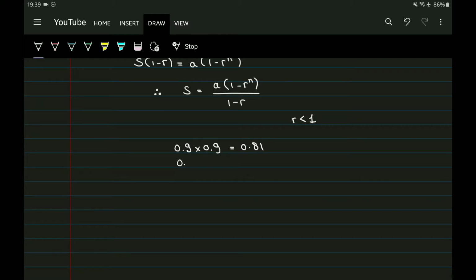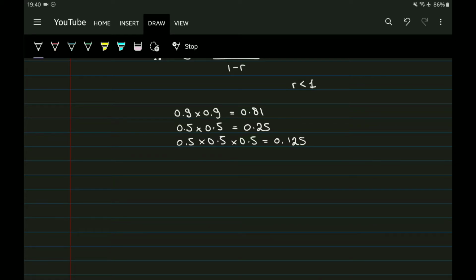Say you have 0.5 times 0.5, that's 0.25. The result is always smaller than the initial values. The same applies if you keep multiplying, so like this, right? So you have 0.125. So it just keeps getting smaller and smaller.